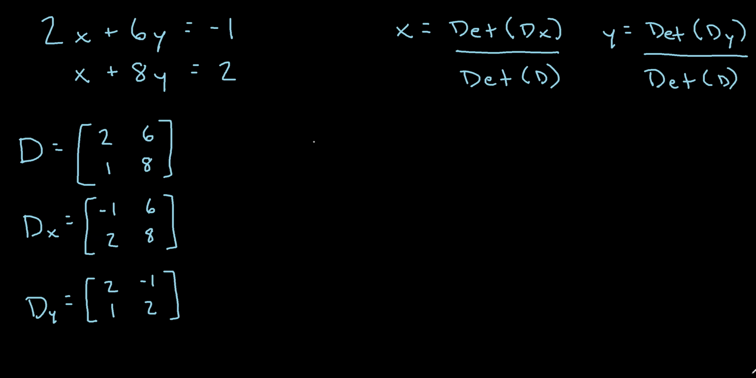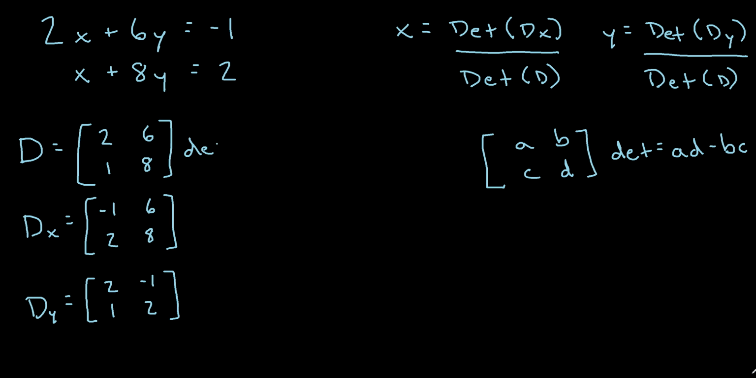So if you'll recall, the determinant of a 2 by 2 matrix like this, if we have some matrix with values A, B, C, and D, the determinant is equal to AD minus BC. So let's calculate the determinant for each of these matrices.